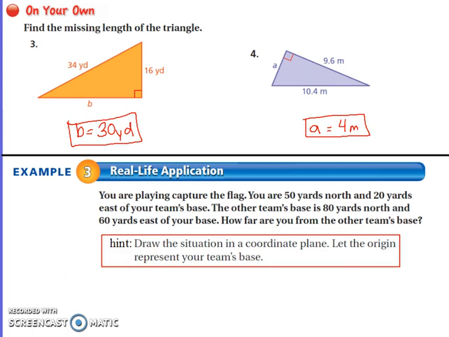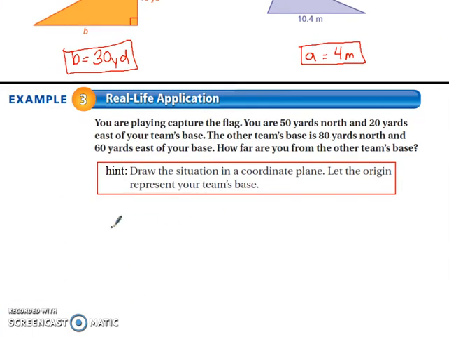When I sketch in a coordinate plane, I might have something that looks like this. We only have positive values, so I'm only concerned with this first quadrant. Since everything is a multiple of 10, I'll count by tens. 10, 20, 30, 40, 50, 60. I am going to let the origin represent my team's base.